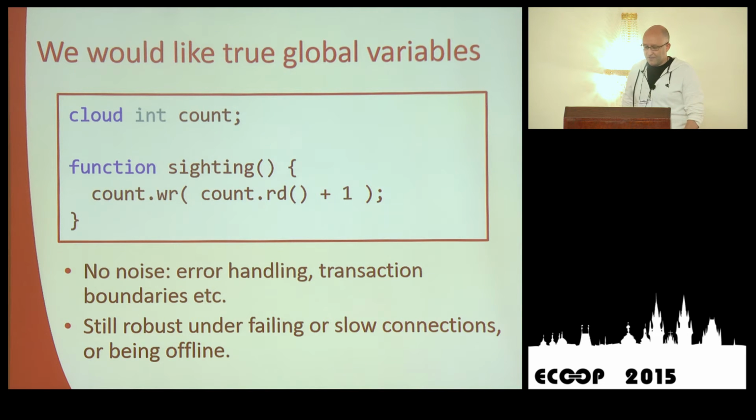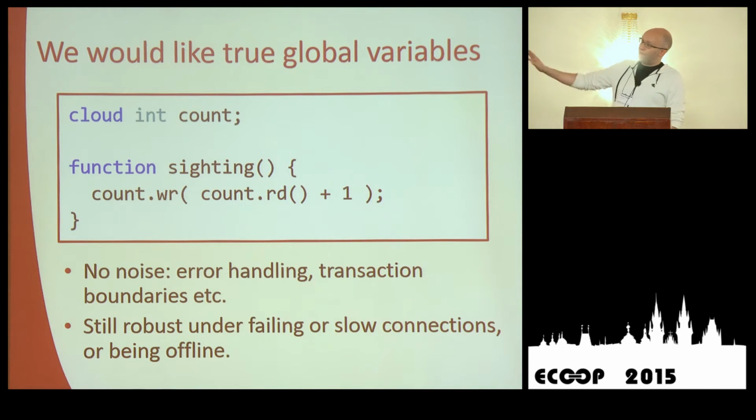And I wrote it a little bit funny here by saying I'm going to read the count, so the read operation, add 1 to it, and then I'm going to write to the count. And later it will become apparent why I write it like this, but I make it very explicit that you issue certain operations on this data type. In this case, the cloud integer.